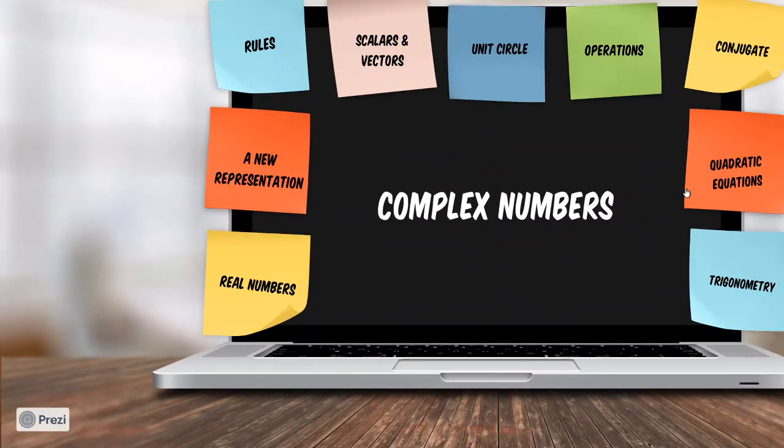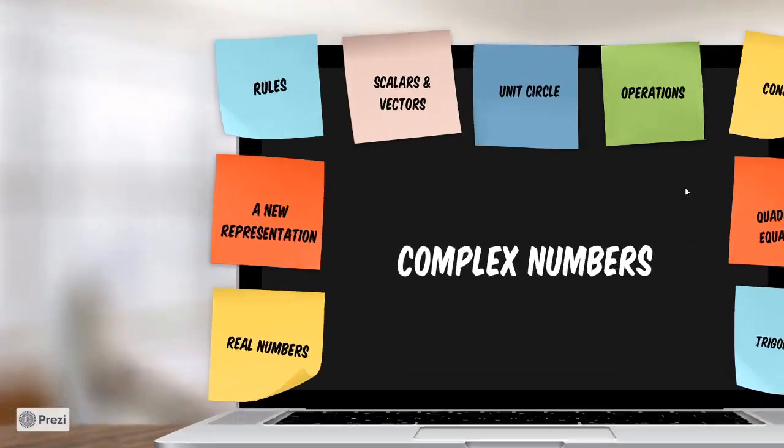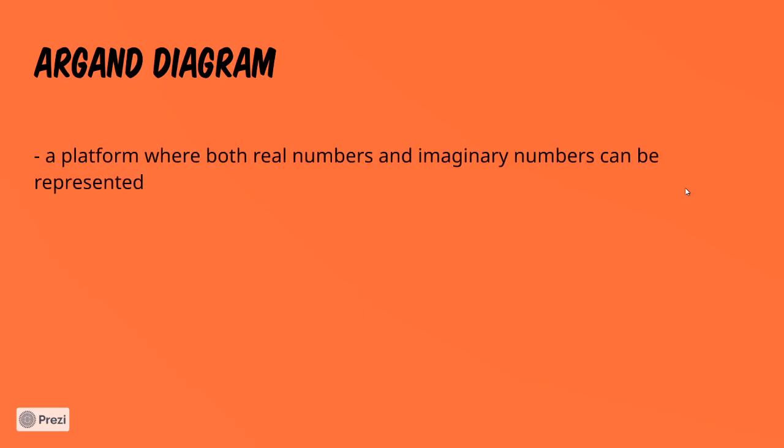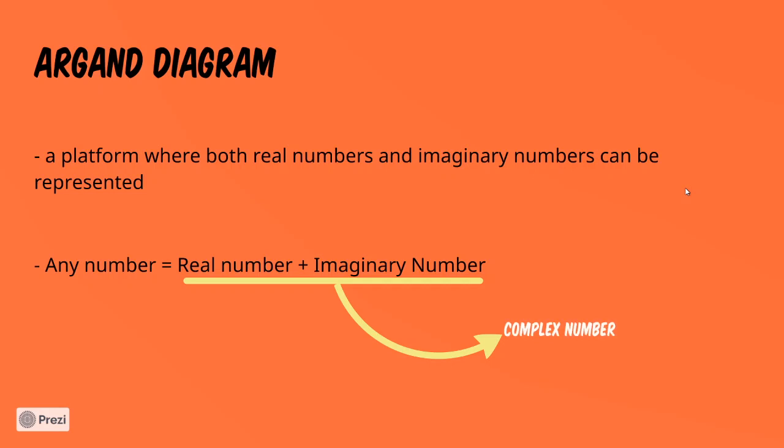So let us go to a new representation of numbers, and that is the Argand diagram. The Argand diagram is the diagram through which we can represent both real numbers and imaginary numbers. Any number in the whole world, because now we also have imaginary numbers, can be represented by writing it as a sum of a real number and an imaginary number. And this sum is called a complex number.